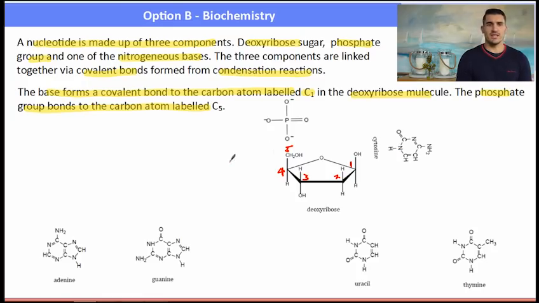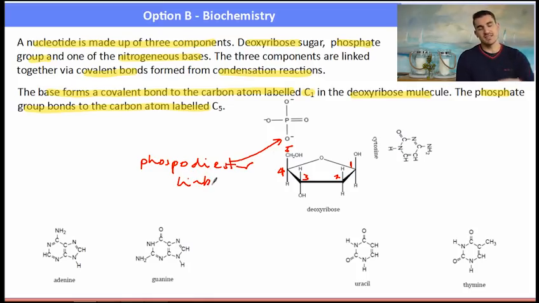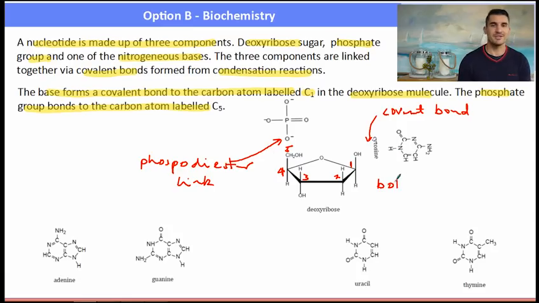The link between the sugar and the phosphate group is sometimes referred to as a phosphodiester link because it contains the ester functional group, but instead of having a carbon, it's attached to a phosphorus. The link that joins the sugar to the base is simply a covalent bond between the carbon and the nitrogen. It's not given a specific name, but it's just a strong covalent bond that is formed from a condensation reaction.